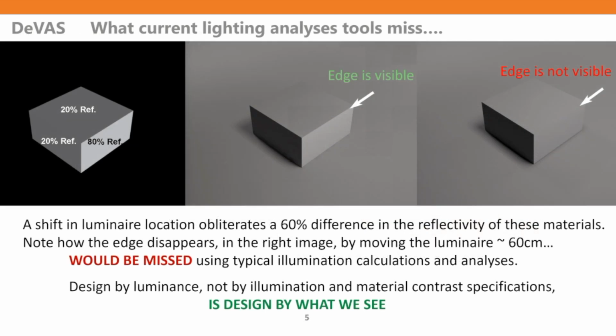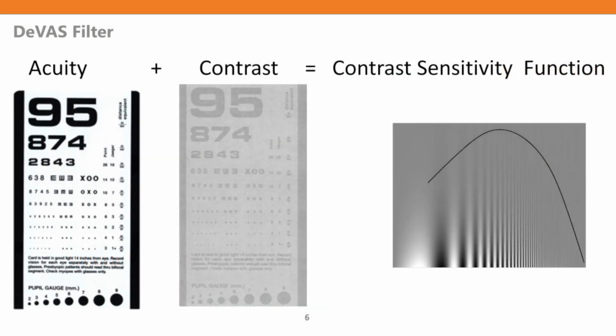And so here's an example. Currently, lighting designers use illumination as their metric. So this box has an 80% reflector on one side and 20% otherwise. Both of the images are rendered under 300 lux. There's a visible edge, imagine it's a staircase. I move the luminaire 60 centimeters, and suddenly that reflective distance difference has completely disappeared. So design by luminance is what we need to do, not design by illumination. Luminance is how we see.